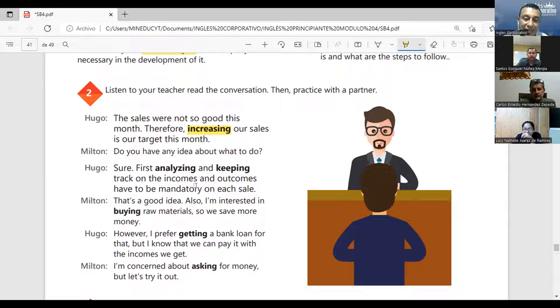Is it mandatory or mandatory? Mandatory. Yeah. Ah, okay. Mandatory. To be mandatory on each sale. Teacher. Yes? The word interested. Oh, right. Interested. Good. What else? Interested. The last phrase. Try it out. But let's try it out. Okay. What else? ¿Qué más? What else?